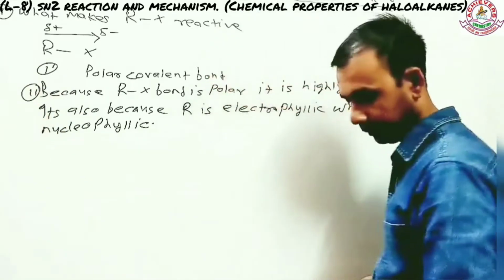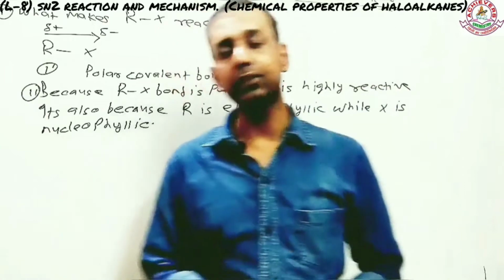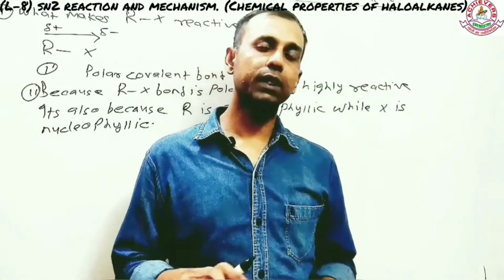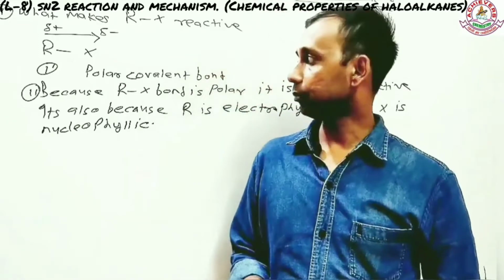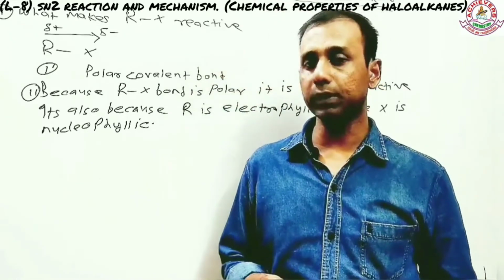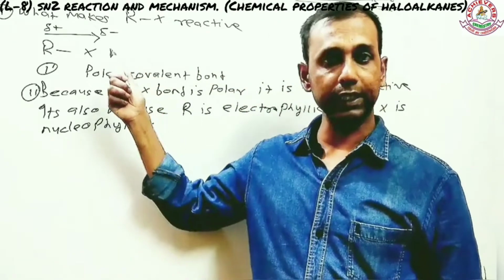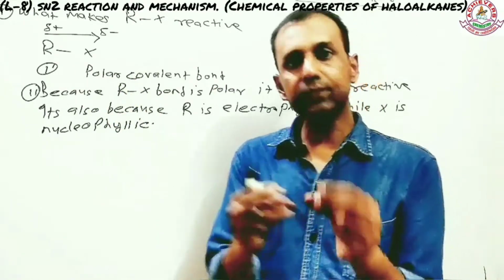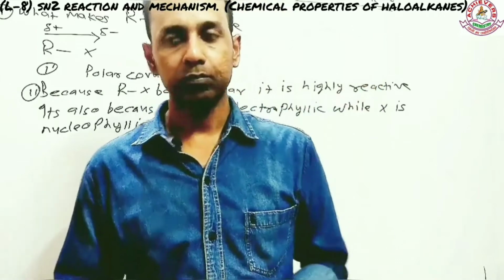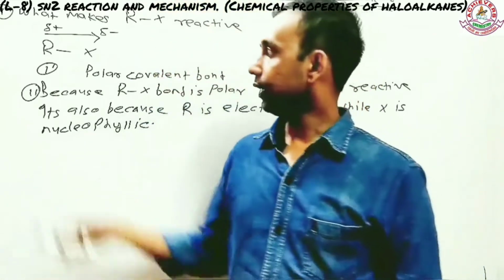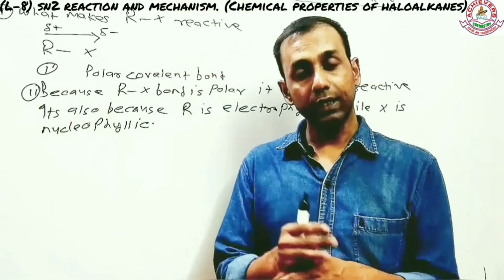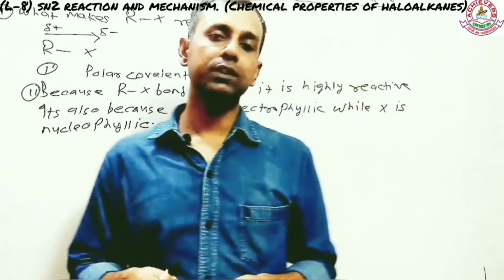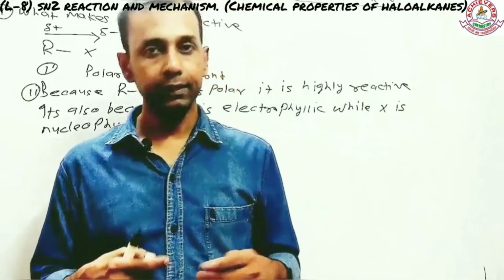Let me repeat back the whole thing. All the haloalkanes are reactive, and it's because the bond between carbon and halogen is highly polar. And because they are polar, there is a dipole moment, and because of that, the halogen is partially negatively charged and the alkyl is partially positively charged. So due to the change in the electron polarizing power, this bond is reactive, where the alkyl group itself is electrophilic, while the halogen itself is nucleophilic. So these are the two reasons what makes the haloalkanes highly reactive.